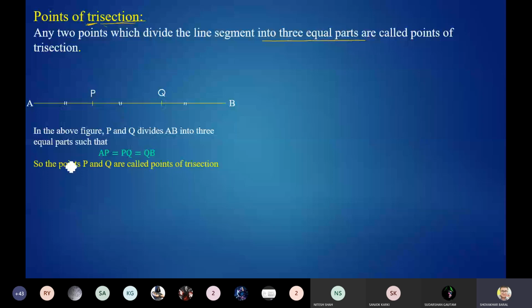Copy it fast up to here. There is some more thing to add here, so copy up to here. Okay, so I hope you have copied it.